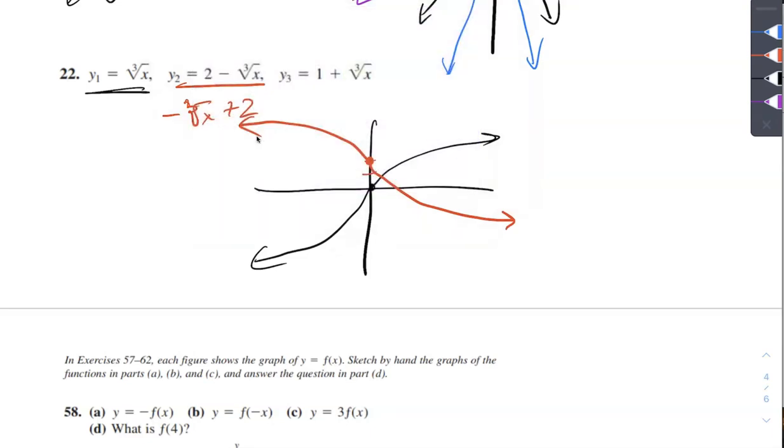Next one. Again, let's rewrite it. Oh, you don't have to rewrite it. All I'm going to do is move it up 1. That's it. So it's going to be right here. Then it's the exact same graph as the first one. And you get something that looks like that.